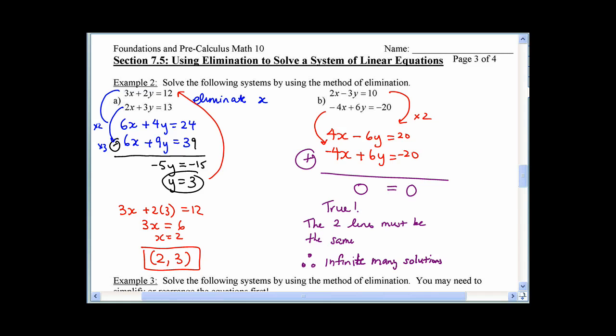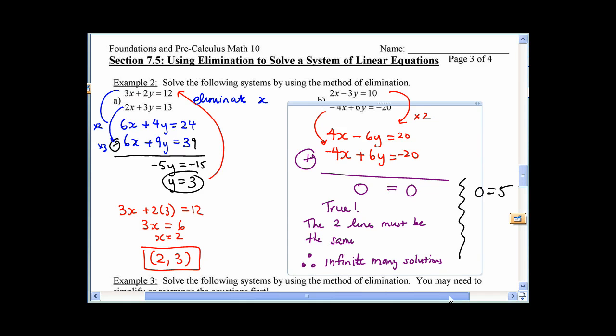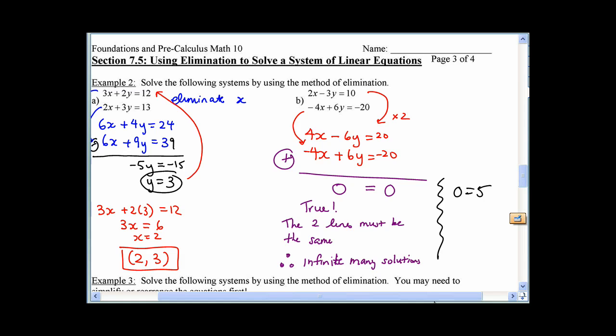By the way, if, for example, you had some sort of statement like 0 equals 5, is that true or false? Yeah, in that case, that's false. So what type of lines do you have? In this case, yes, the statement is false. And you don't have the same lines, but you probably have two parallel lines. So think back to that section 7.2. And in this case, not infinite solutions, but no solution. Okay.